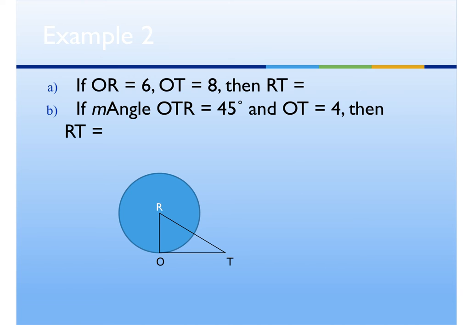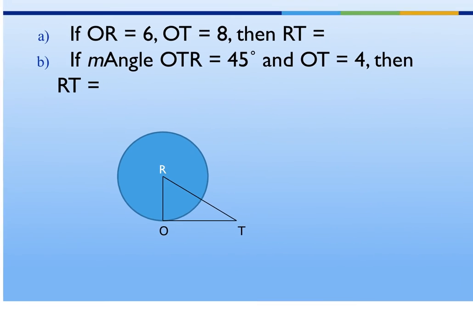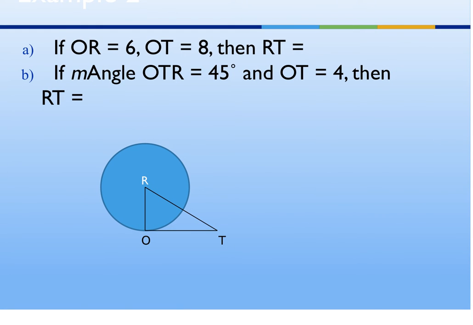Now we got 3 examples and we're done, okay? So that's all the learning we're doing today. This is just applying all that stuff. If OR equals 6, OT equals 8, then RT must equal what? Well, let's fill it in. OR, it says, was 6. So let's plug that in. We've got 6 here, and we've got OT, which is 8. How would we figure out RT?